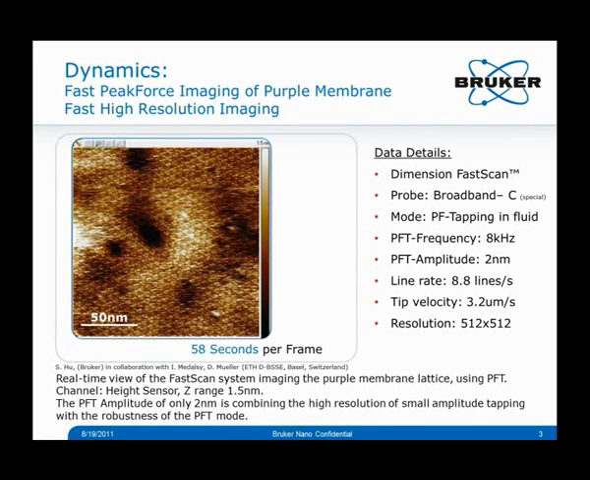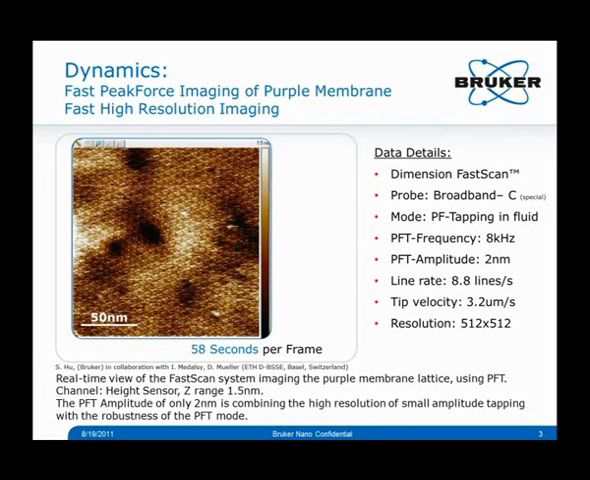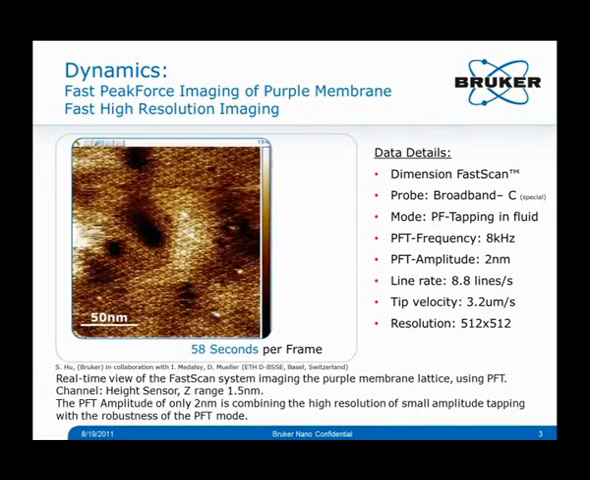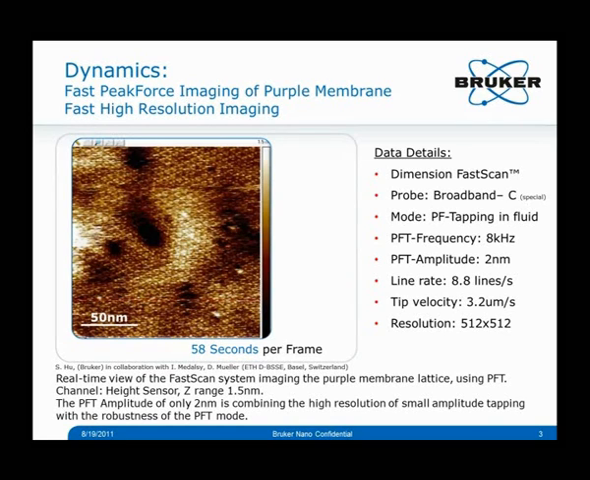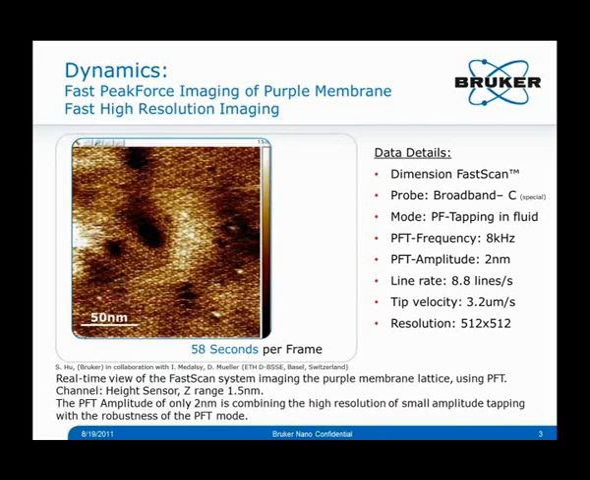Now we are coming to an especially challenging and therefore especially exciting piece of data. What you see on the left side is the FastScan system in a real-time view imaging purple membrane on the lattice scale. This data was obtained with Broadband C probes in PeakForce Tapping Mode in fluid at a modulation frequency of 8 kHz. And here's the key, with a PeakForce tapping amplitude of only 2 nanometers.